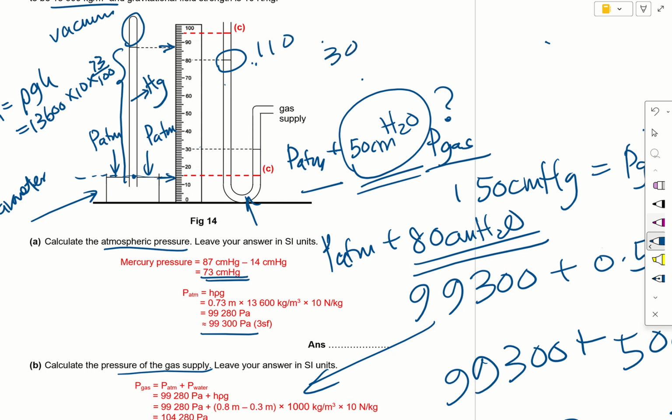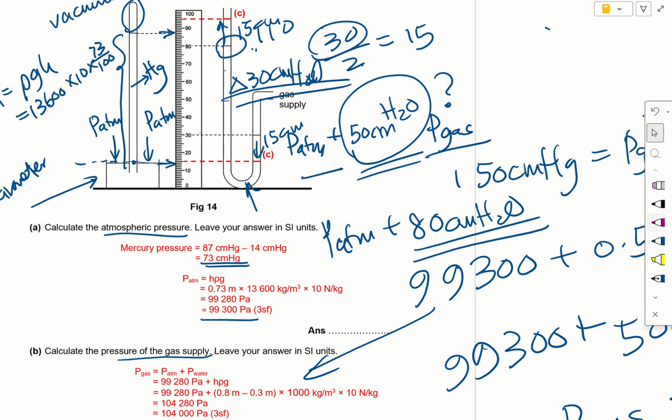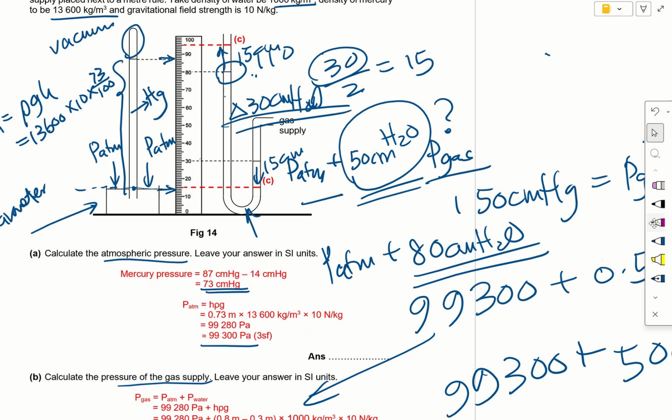So I need to use this trick: 30 divided by 2, because the increase in gas pressure is 30 cm of water, I need to divide by 2. So on this side, it will increase by 15 cm, and on this side, it will decrease by 15 cm. And the difference will then give me an additional increase of 30 cm of water for the pressure. That is why this side dropped by 15, this side increased by 15.